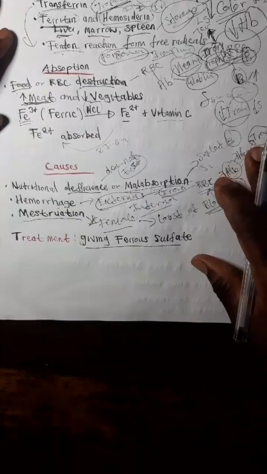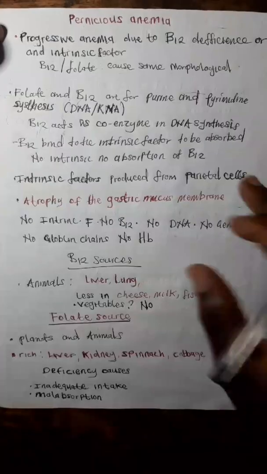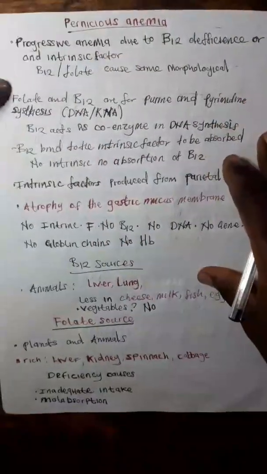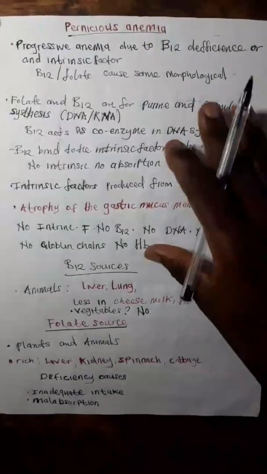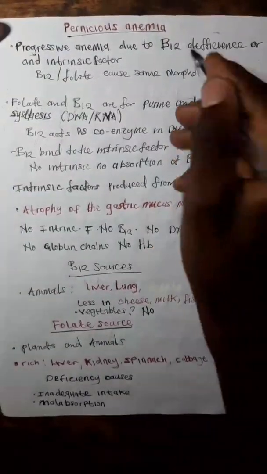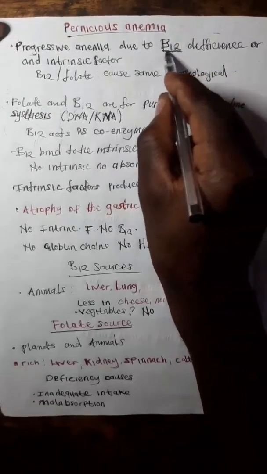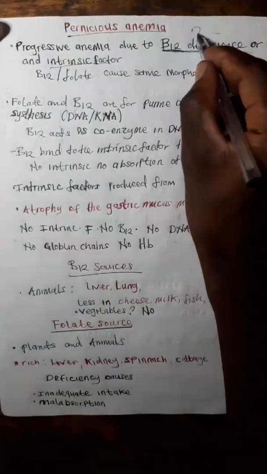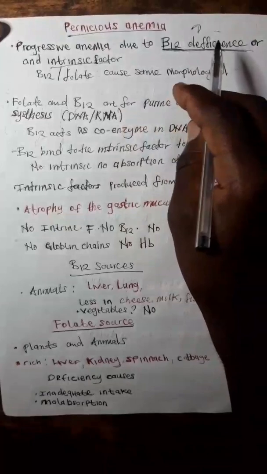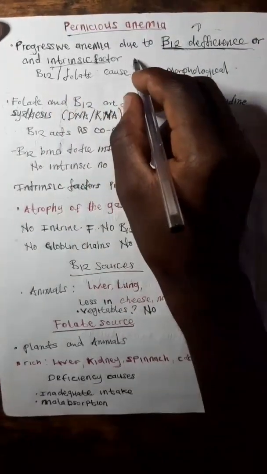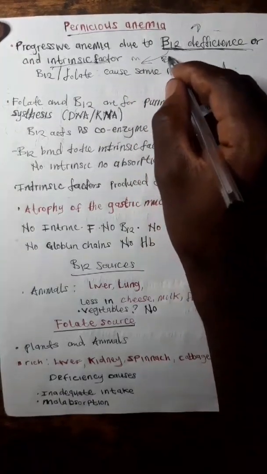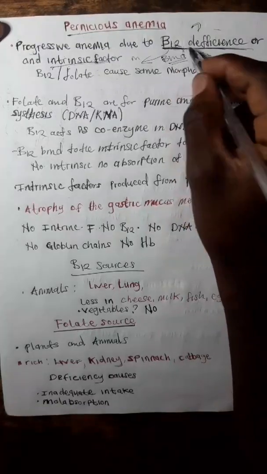So how can you treat iron deficiency anemia? Just by giving ferrous sulfate. Now let us talk about pernicious anemia. Pernicious anemia simply means a progressive anemia that comes as a result of vitamin B12 deficiency. But why do these two things cause anemia? Intrinsic factor is a molecule where the B12 binds so that the B12 can be absorbed.